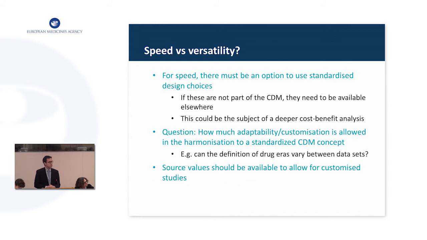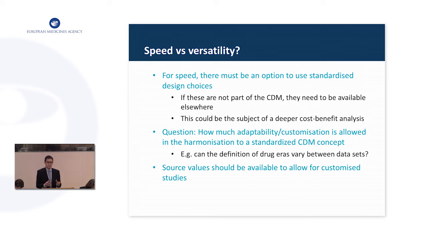We did agree that for speed, there must be an option to use standardized design choices. If these are not part of the CDM, as they're not part of the Sentinel and the PCORnet data models, they need to be available elsewhere. And the point was raised that they could also be part of the actual analysis methods. I think this could be the subject for a deeper cost-benefit analysis to look at the different approaches and see what are the pros and cons of each in terms of redundancy, possible inconsistencies, and so forth. So that would have to be looked at. But it's important that, if we should be able to move at speed, there are either default choices that you could run with or that it's actually part of the CDM.